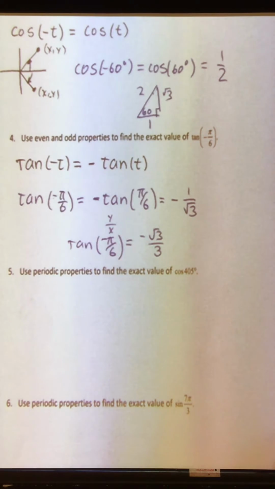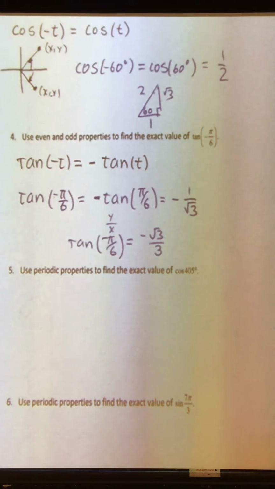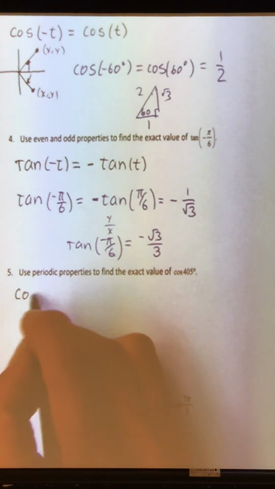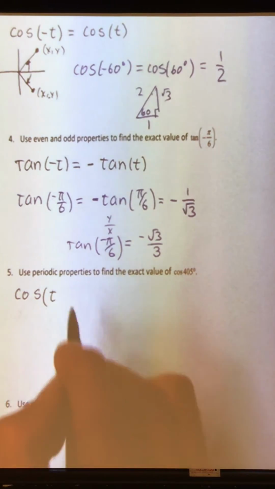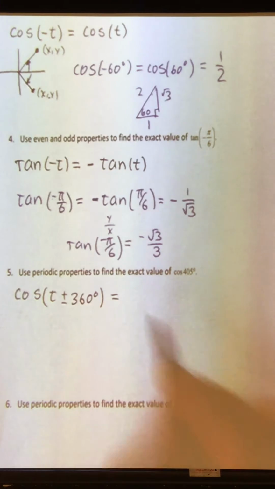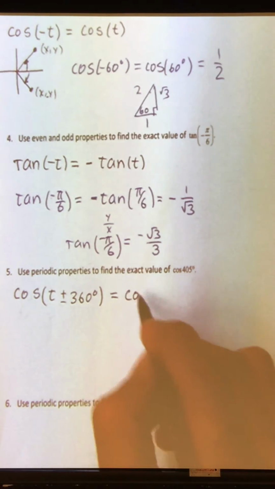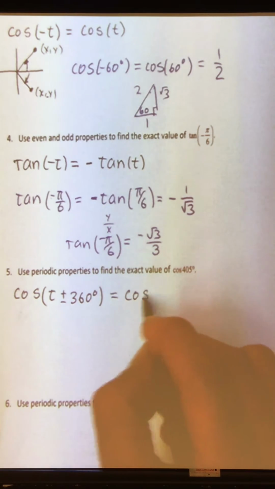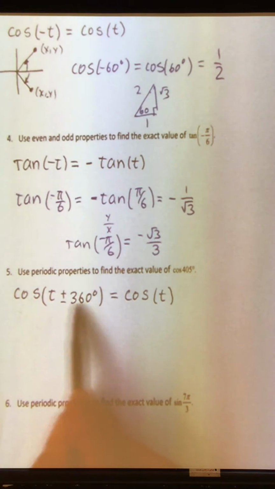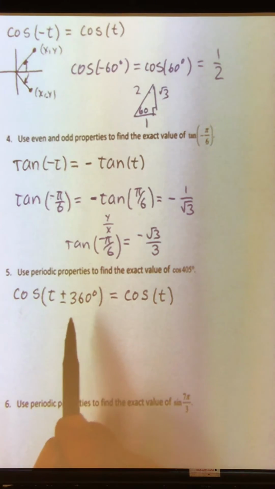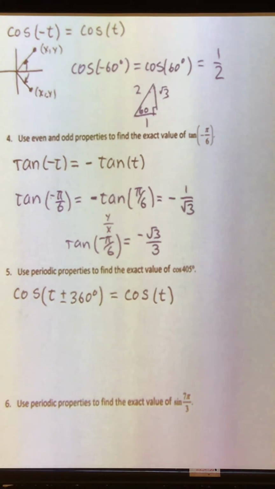Use periodic properties to find the exact value of cosine 405 degrees. Periodic property means that for the cosine and the sine, if we take the given angle and add or subtract an entire rotation, we get the very same point as though we did not rotate an additional 360. So that's equal to the cosine of t. Adding or subtracting full rotations does nothing to the value of the cosine, since it brings you back to the very same point. That's what the periodic property means.